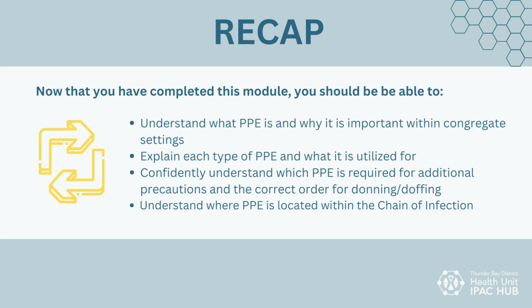Now it is time for our recap. We hope that at the end of this education session, you now understand what PPE is and why it is important, especially within congregate settings. You can explain each type of PPE and what it is utilized for. You can confidently understand which PPE is required for additional precautions, as well as the correct steps for donning and doffing. And you understand where PPE is located within the chain of infection and how it breaks that chain.